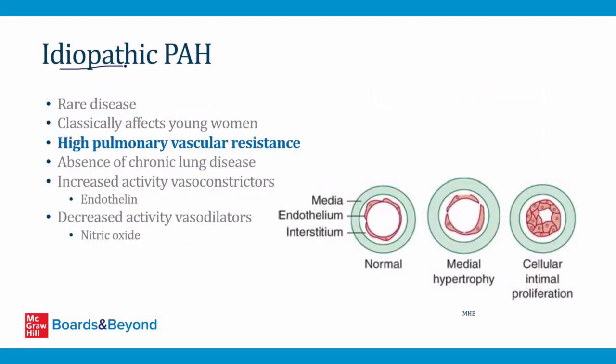So let's talk about the idiopathic pulmonary arterial hypertension patients. This is a rare disease that classically affects young women, and for reasons that are unclear, they develop high pulmonary vascular resistance in the absence of chronic lung disease, or one of those other associated conditions we talked about in the last slide. The basic science literature on this has shown that many of these patients have an increased activity of certain pulmonary vasoconstrictors, especially endothelin, and a decreased activity of certain pulmonary vasodilators like nitric oxide. And so these types of things sort of conspire to cause this idiopathic form of pulmonary arterial hypertension.